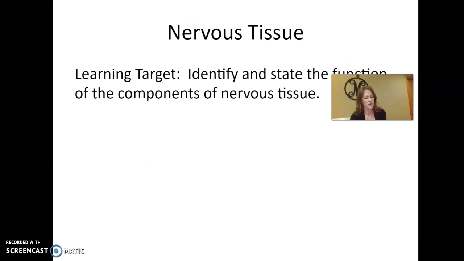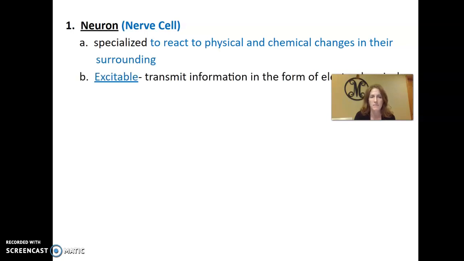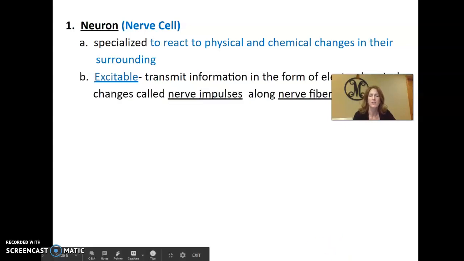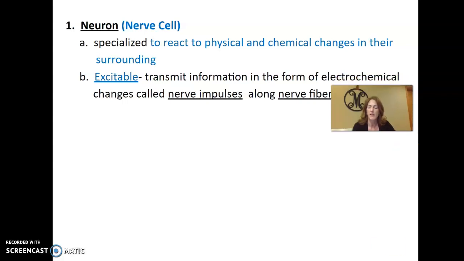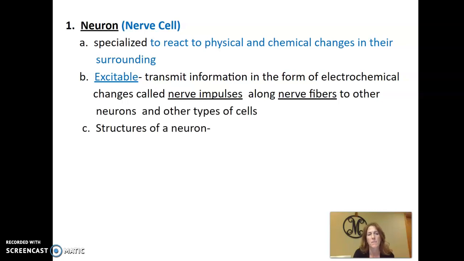Okay, so as far as the tissues go, we're going to look here. First you have a neuron. Another name for a neuron is a nerve cell. These are specialized tissues that are going to react to physical and chemical changes in the environment. Now, neurons are excitable. They can transmit information, and they will do that in the form of nerve impulses. And then the information is going to travel along the nerve fibers.